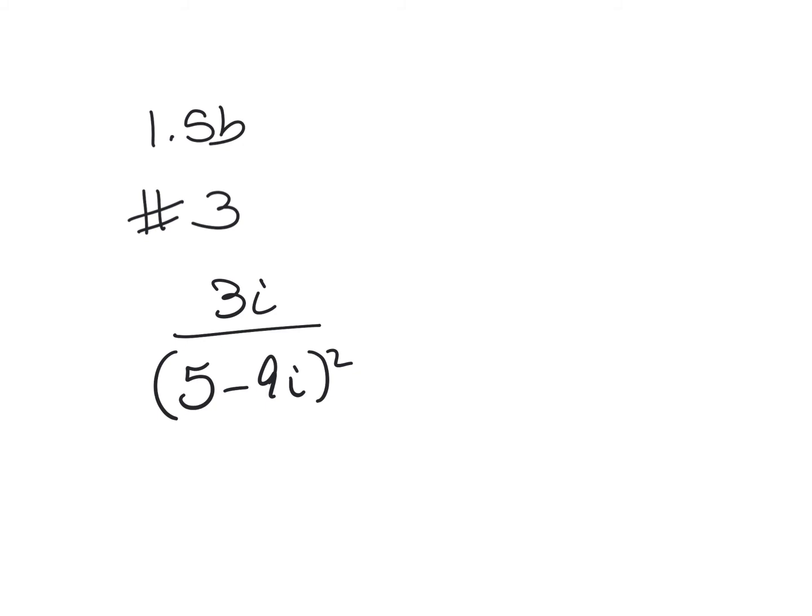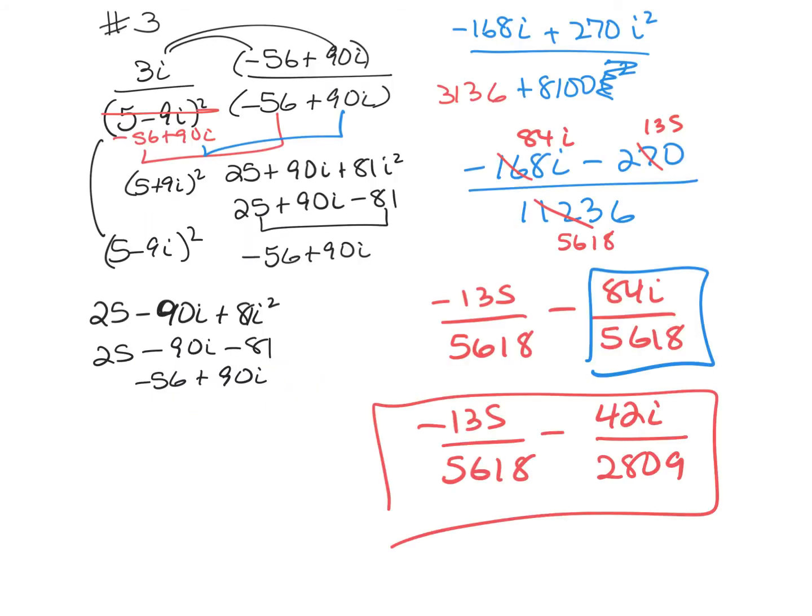Okay. So first thing I need to do is I need to get rid of that I in the denominator. If I multiply by its conjugate, I need to change the sign. So 5 plus 9I. Okay, so also you should know the cube pattern.